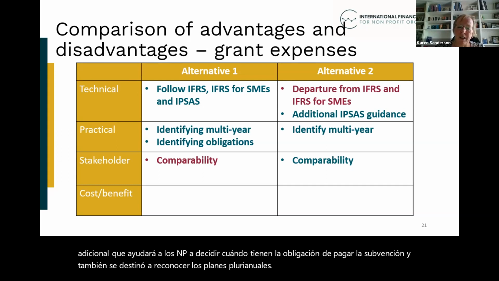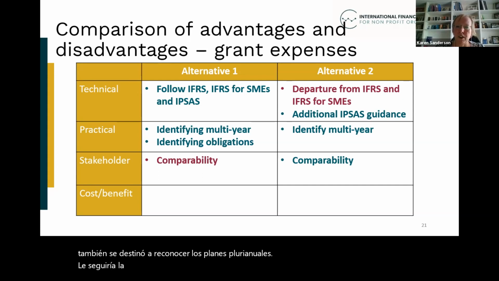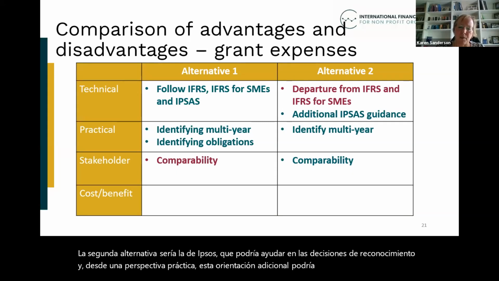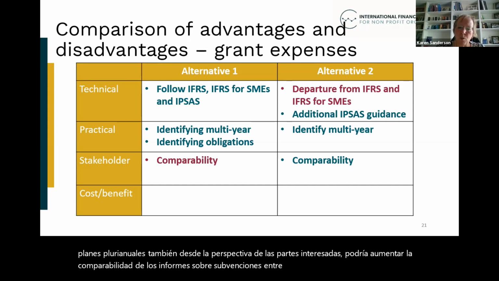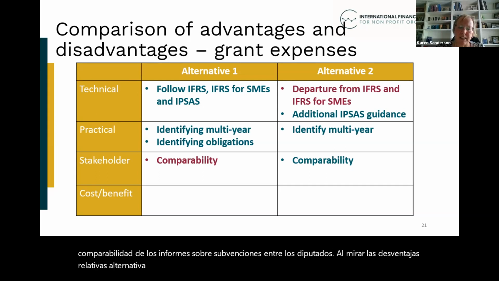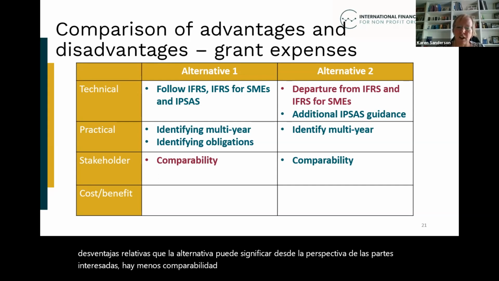Alternative 2 would follow IPSAS, which could assist in recognition decisions. And from a practical perspective, this additional guidance may assist in recognising multi-year schemes. Also, from a stakeholder perspective, it may increase comparability of grant reporting across NPOs. In looking at the relative disadvantages, alternative one may mean from a stakeholder perspective, there is less comparability across NPOs due to different interpretations of whichever standard is followed.